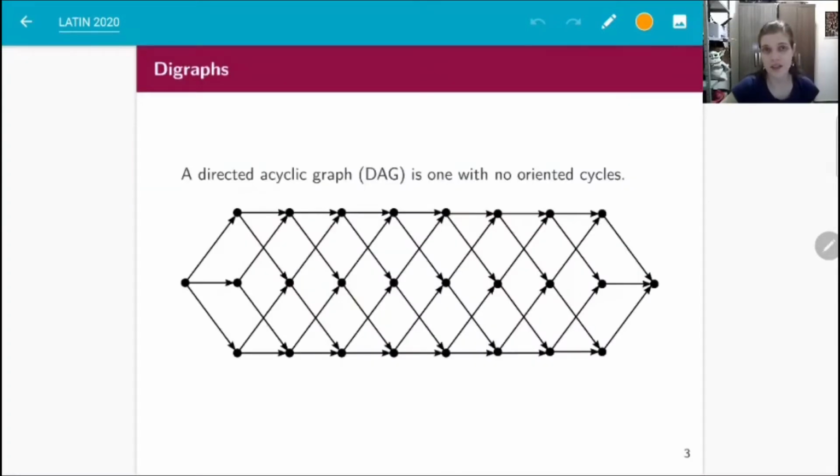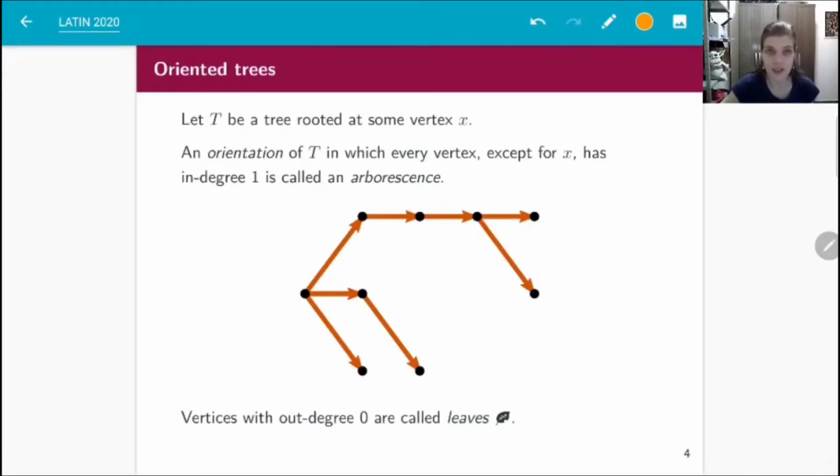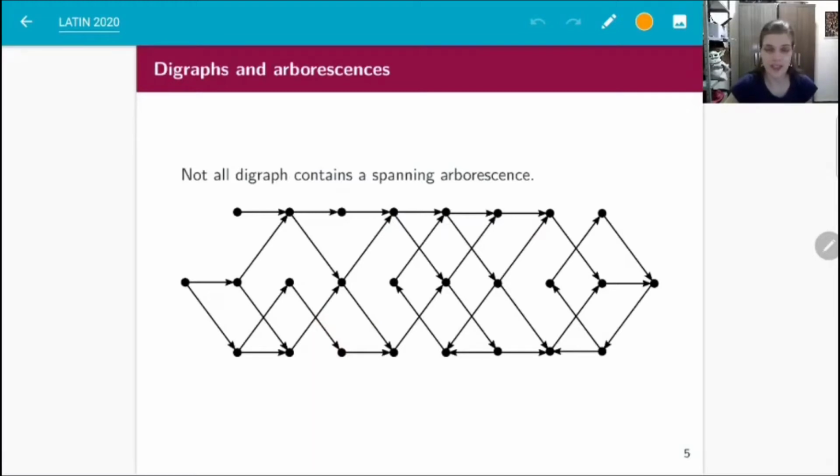So, a directed acyclic graph is a graph with no oriented cycles. A tree rooted at some vertex x, oriented in such a way that every vertex, except for x, has in-degree 1, is called an arborescence. Vertices with out-degree 0 in this arborescence are called leaves. An arborescence is spanning if it reaches all vertices of the digraph. It's important to notice that not all digraphs contain a spanning arborescence. For instance, this one. Maybe if we use this as a root, we would never reach this other vertex here.